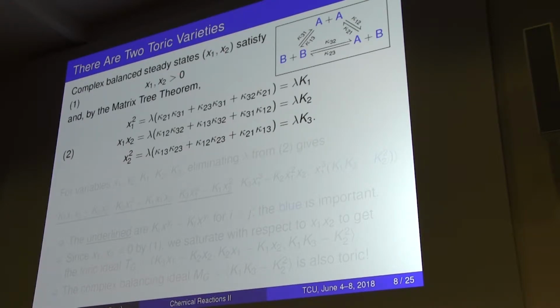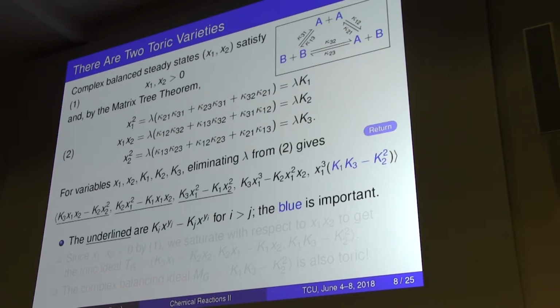And again, we want a complex balanced steady state solution that satisfies that. And again, I'm just rewriting what we had on the previous slide. But now let's actually just do some elimination theory. So let's eliminate lambda. And if I eliminate lambda, I get this kind of thing.